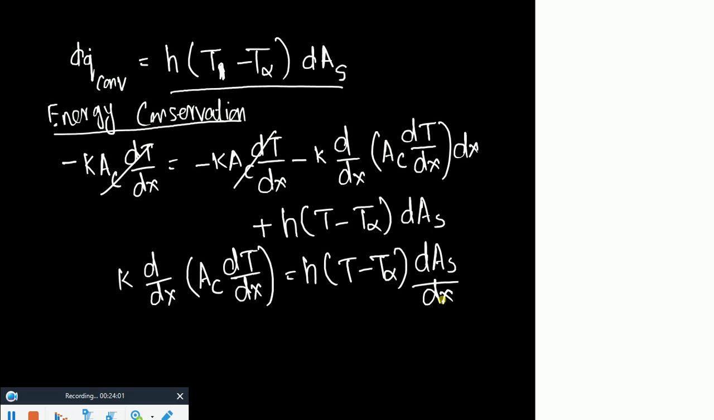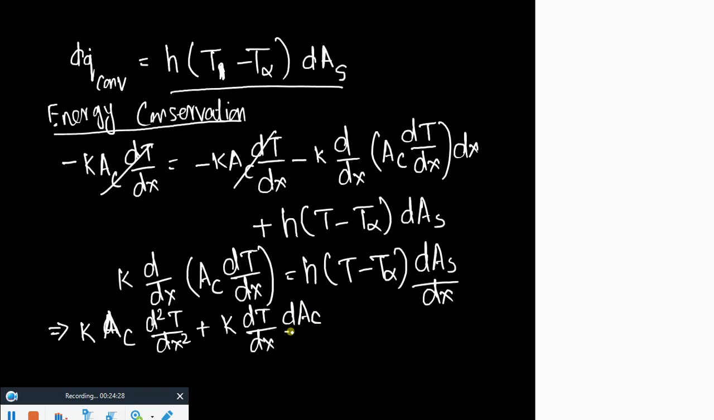So just look at this expression, and I would write down the final form. What you can have is k Ac d squared T by dx squared plus k dT by dx dAc by dx equals, obviously I need to take the derivative, so there would be two terms out of it, and then you would have h (T minus T infinity) dAs by dx, and you can put it always a negative sign over there and put it equal to 0. So this is the governing equation for temperature profile within the fin.